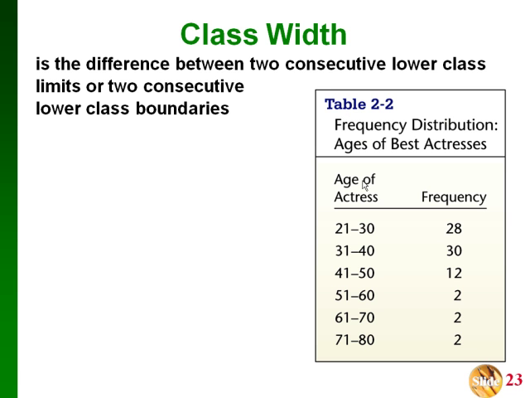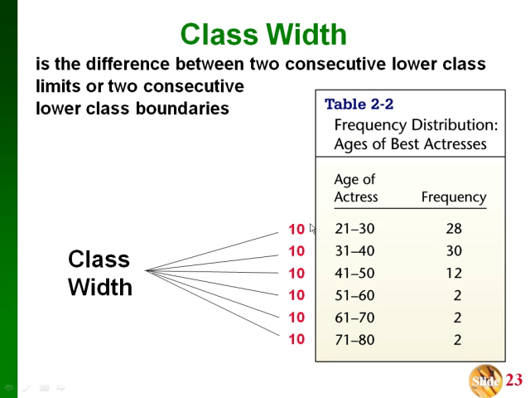To get the class width, you have to look at 2 consecutive classes and look at the difference between either their lower class limits or their upper class limits. So in any one of these, say in these first 2 classes, if we look at the difference between 31 and 21, the 2 lower class limits, the difference would be 10. So that is our class width.